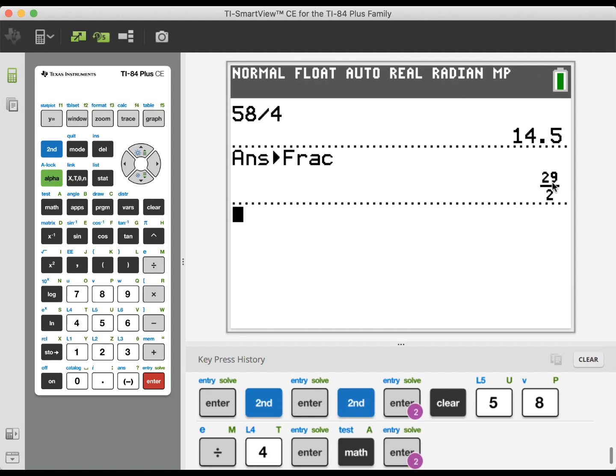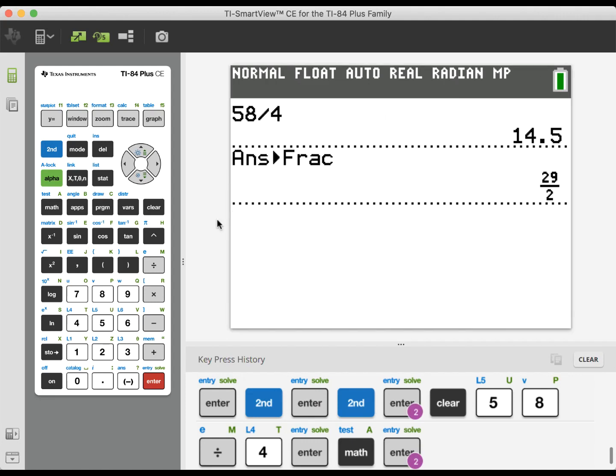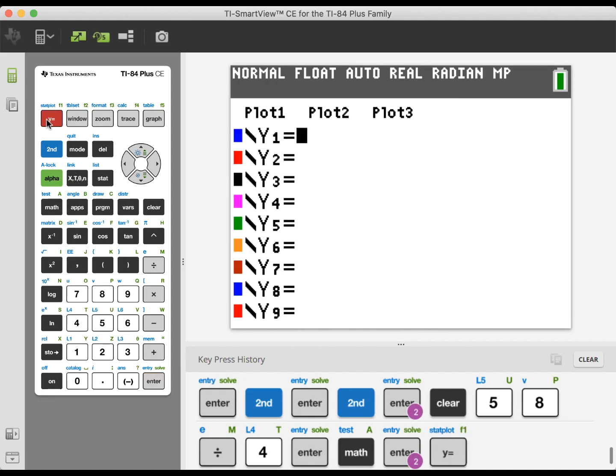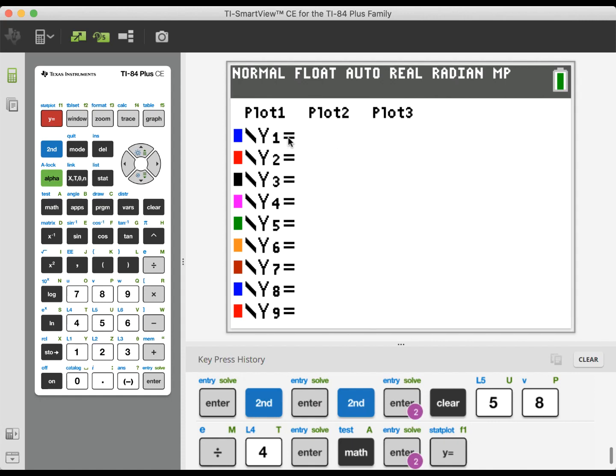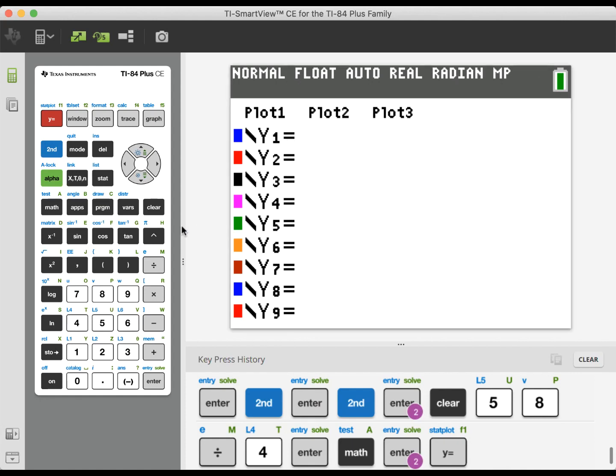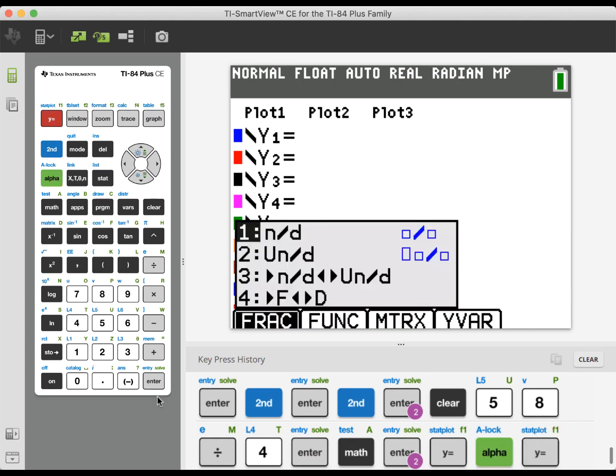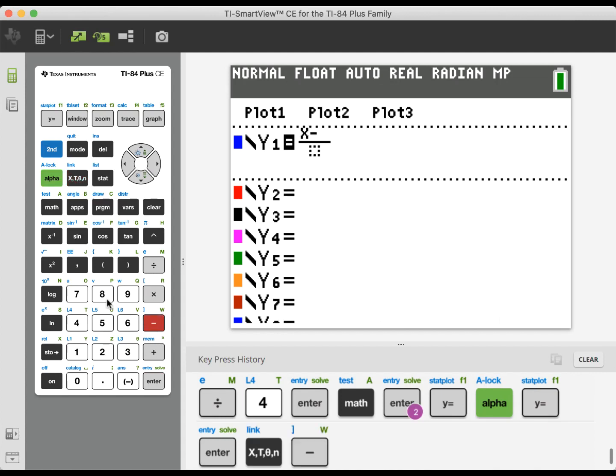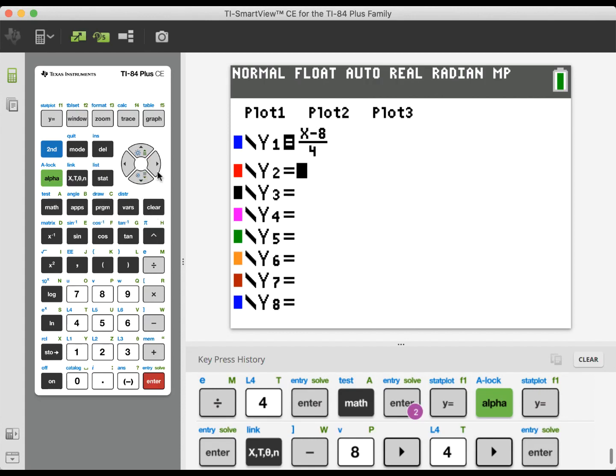Now, we do want to check this, but using 29 over 2 and plugging that in is a little bit weird. So what I'm going to do is ask you to go into y equals here. Now on y1, we're going to type in the left-hand side of our original equation. So the left-hand side is x minus 8 over 4. Now make sure that you do alpha y equals enter, and then x minus 8, and then right arrow or down arrow, either way, over 4. It's very important. And then you can click either enter or just the down arrow, and it'll take you to y2.